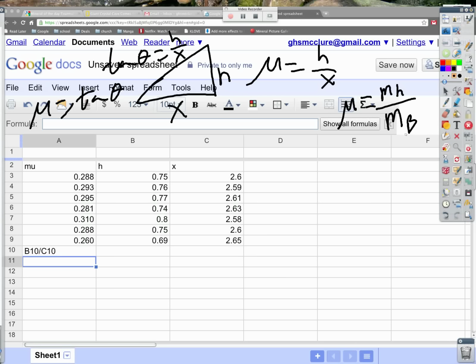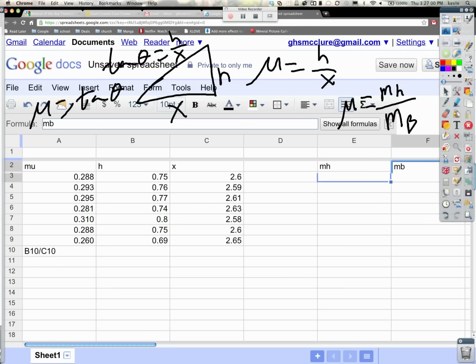Mu equals mh over m here. So what should I put in there? Equals. It shows me the colors, so I can see exactly what it is I'm doing, right? And if I know that's right, I'm good. Now I'm going to choose three, and when I go down, boom.